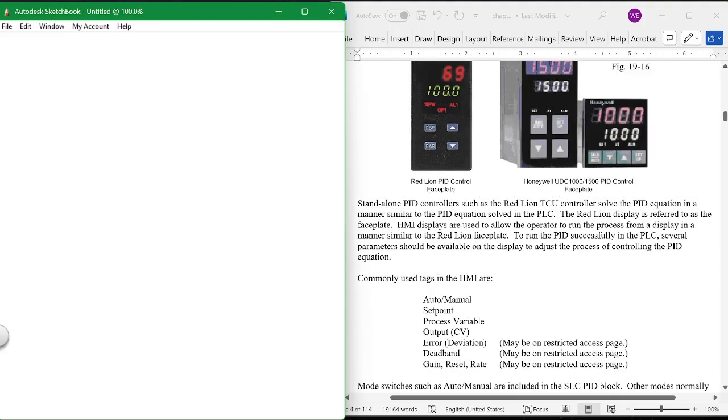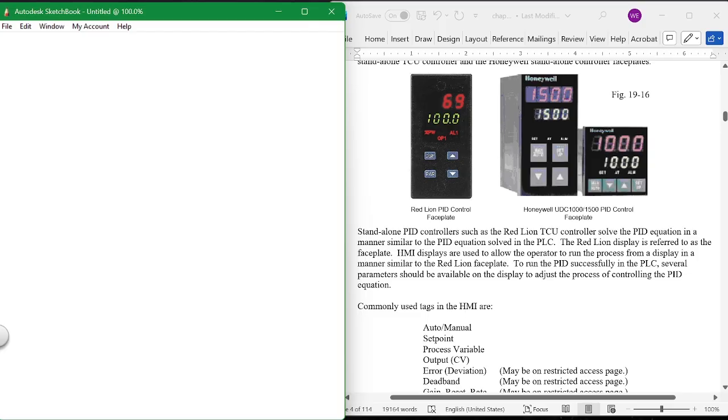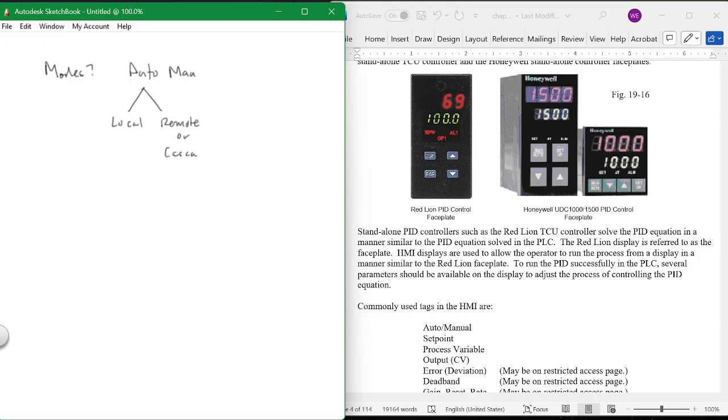Well, I talked about mode. What are the modes? Well, there's auto and manual. In auto, you can have local auto, and you can also have what we call a remote or cascade mode. All right? There are other modes as well, but we'll talk about these modes in a second.